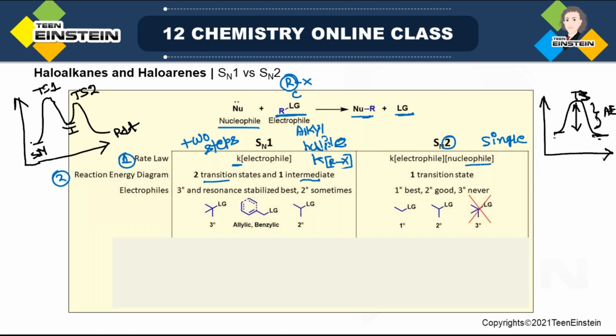On the y-axis, it is always energy, and on the x-axis, it is reaction progress. So this is the difference between the energy profile diagram for SN1 and SN2. Here you have two transition states and one intermediate, but in case of SN2, you do not have any intermediate and only one transition state. Then the third point, electrophile.